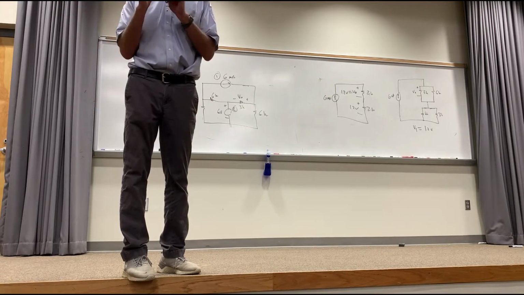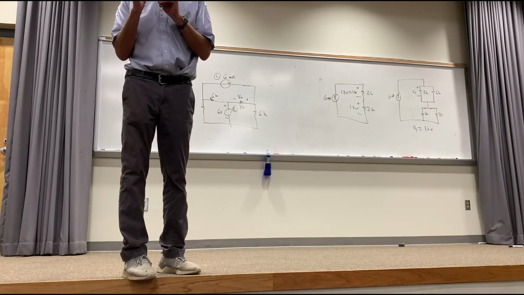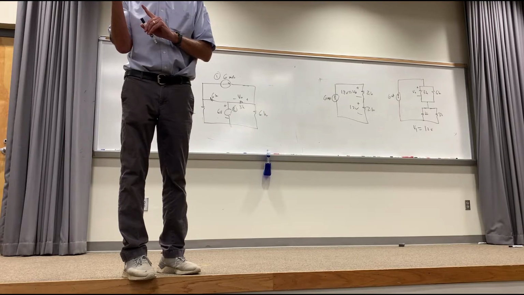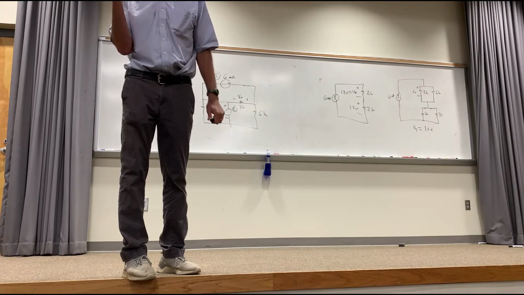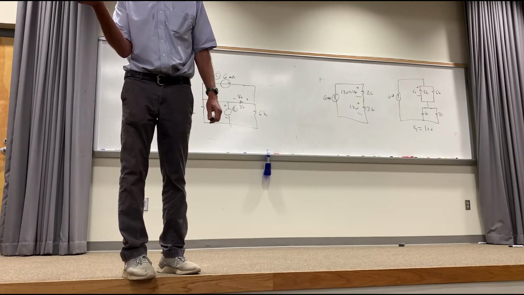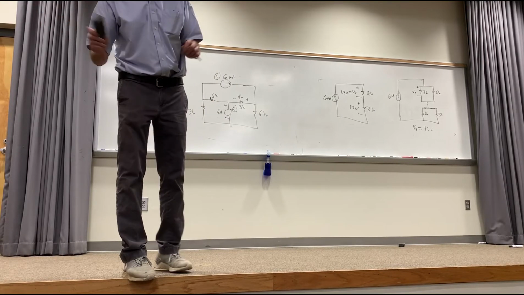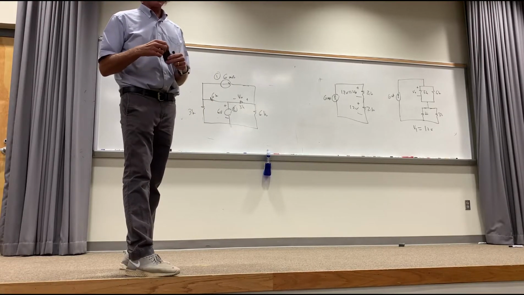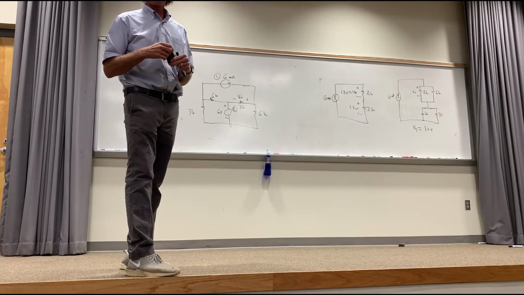Voltage is the same across resistors in parallel. The current is the same in resistors in series. All right? The same current must flow through both resistors in series, or any number of resistors in series. The same voltage must be across resistors in parallel. That's the idea. Everybody got that?